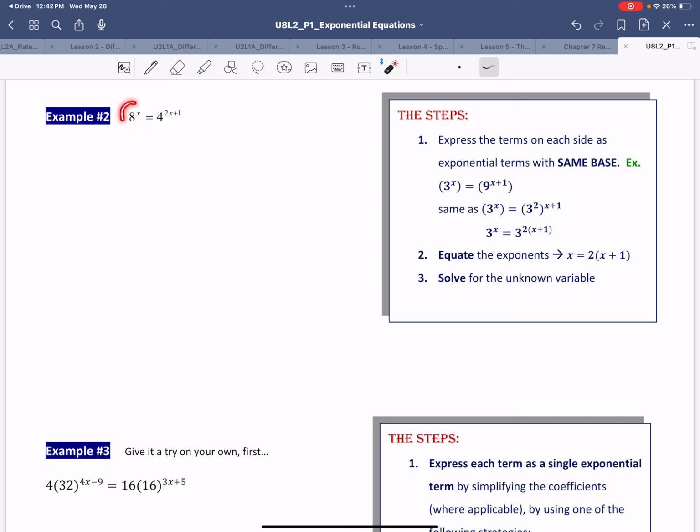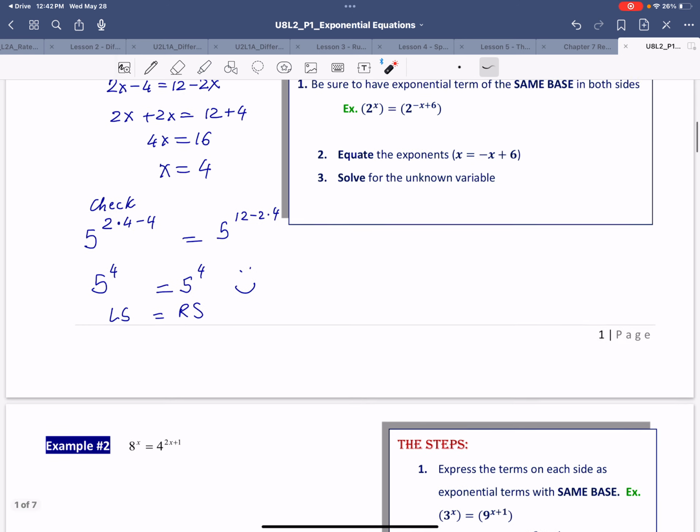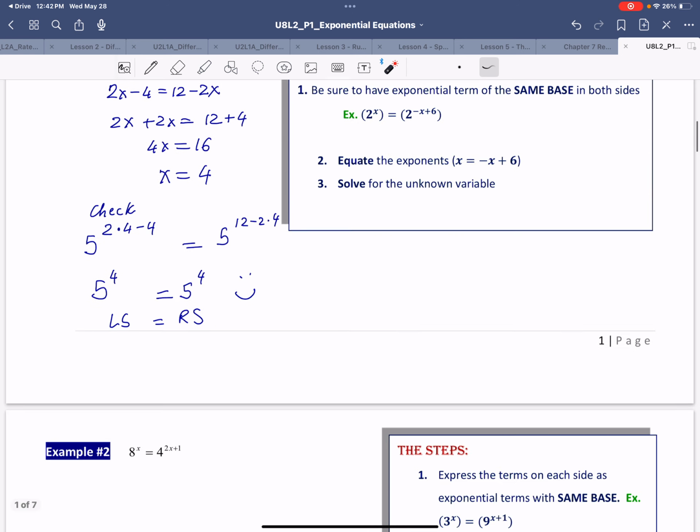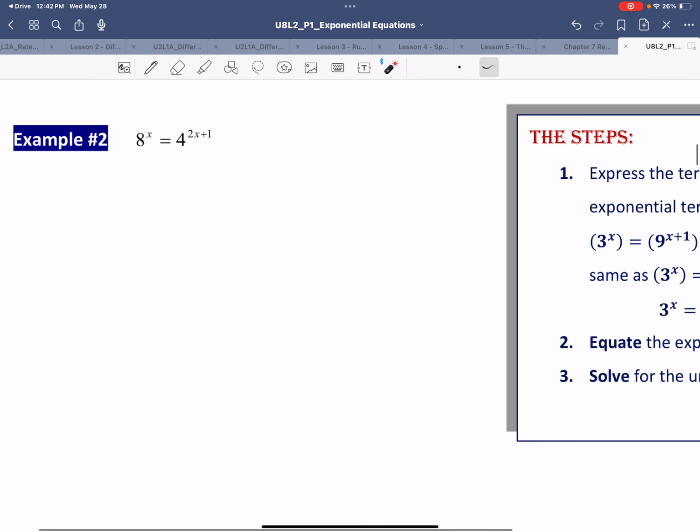What I see here is a single term on each side of the equation, which is similar to example number 1, but the problem is that the bases are different. When this happens, we try to write the numbers as exponentials with the same base. When you look at numbers 8 and 4, you see that they're both multiples of 2. So we're going to try to write number 8 as an exponential with base 2. The way you do it is just use a calculator.